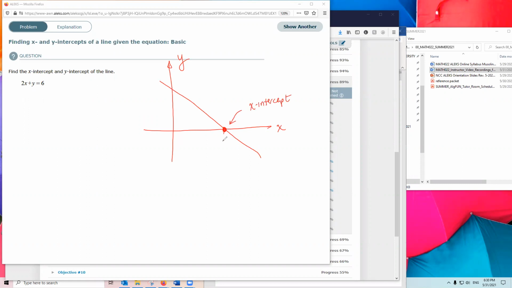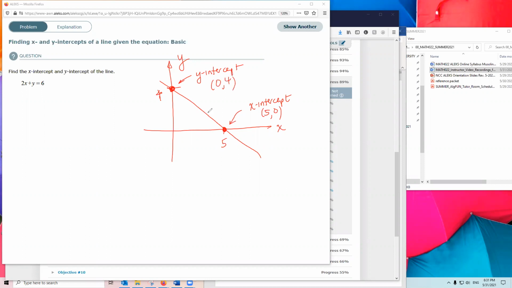I'll just make something up. What if this was at 5? This x-intercept would be 5, 0. This point here on the y-axis, where the graph crosses the y-axis, that's called the y-intercept. And maybe this is at a height of 4. So this point would be 0, 4.